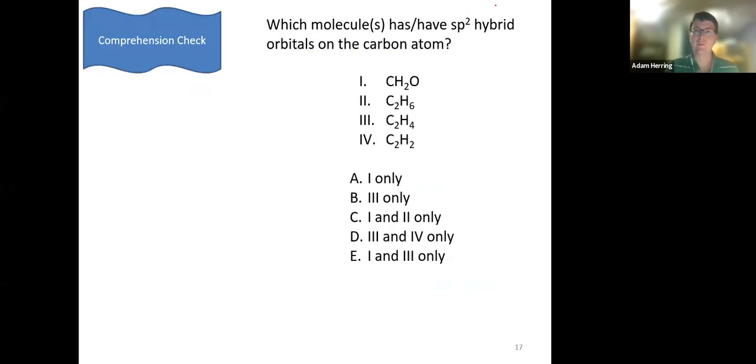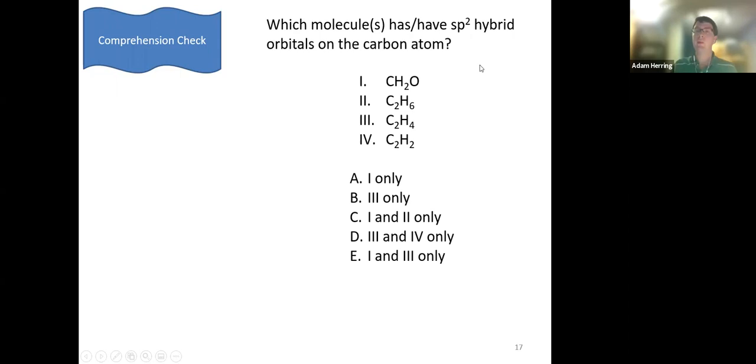Let's practice here. Let's say that you have 4 different molecules. We want to know which molecules have sp2 hybrid orbitals on the carbon atom. So we've talked about this already. I'd like you to pause the video and try on your own to determine which of those carbon atoms will have sp2 hybridization. Welcome back.